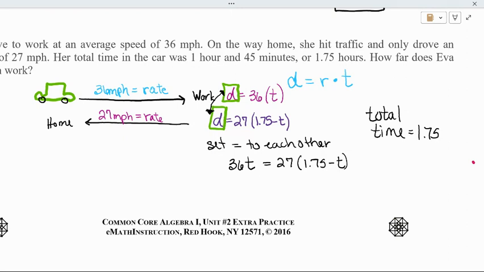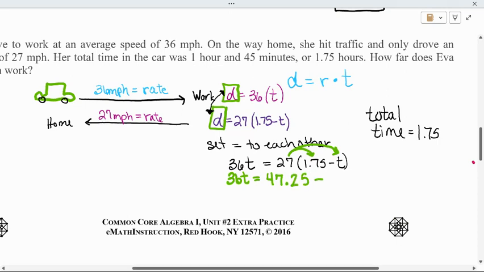So how am I going to solve this? How am I going to find out how much time she spent driving to work? I have to distribute first. So 36t equals 27 times 1.75 is? What is it? 47.25? Minus, let's see, 27 times t is 27t.